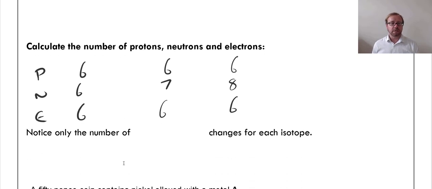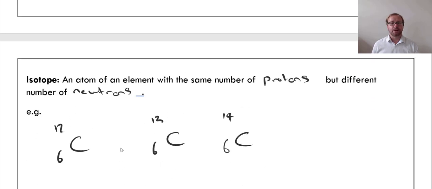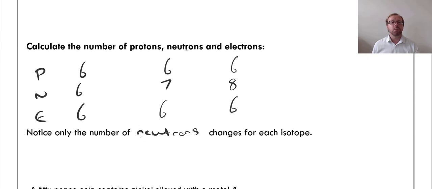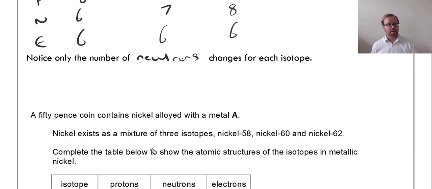So what's the only thing that changes? Obviously, the number of neutrons changes for each isotope. And if we look back at our definition, an atom of an element with the same number of protons but different number of neutrons, well, we've just proved it by doing this example.